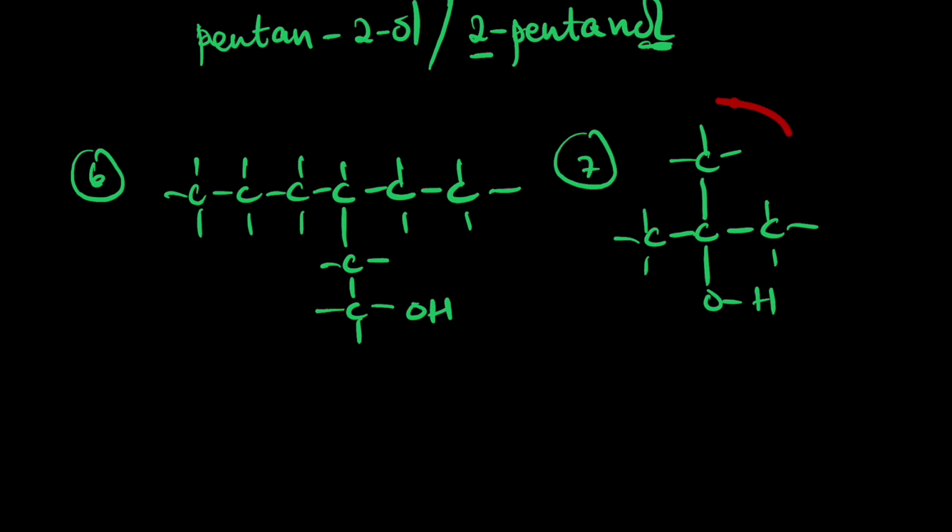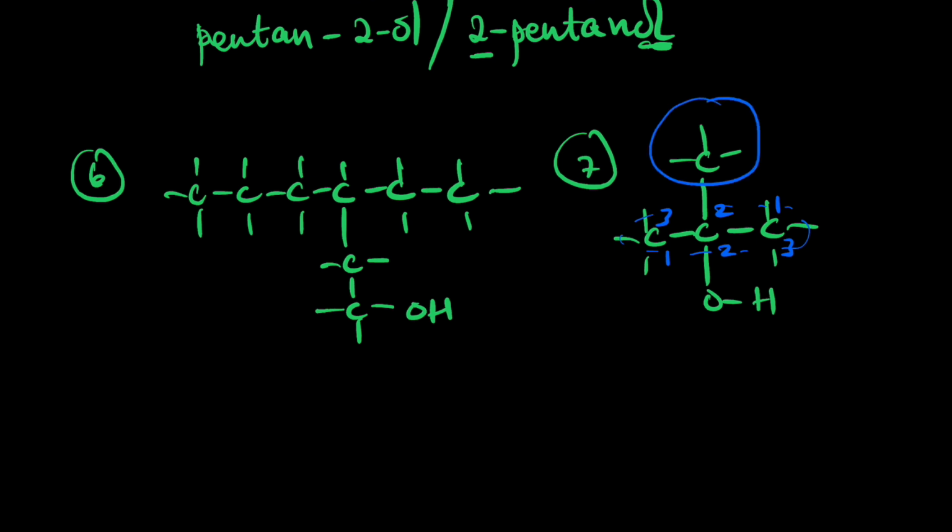Now let's count this. 1, 2, 3. 1, 2, 3. That means when you count in this way, you are including this one. 1, 2, 3, you are also including. So let's take the parent as this one. Since it's in the middle, this will be carbon 1, carbon 2, carbon 3. It will always be 2.